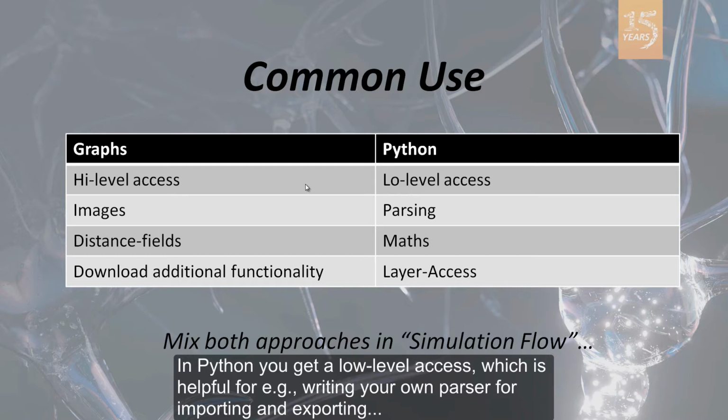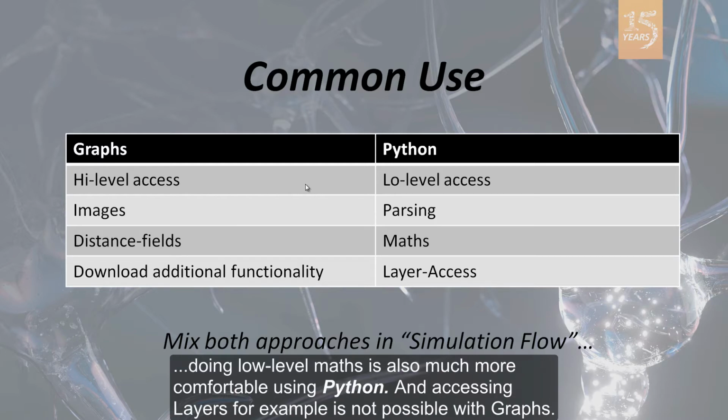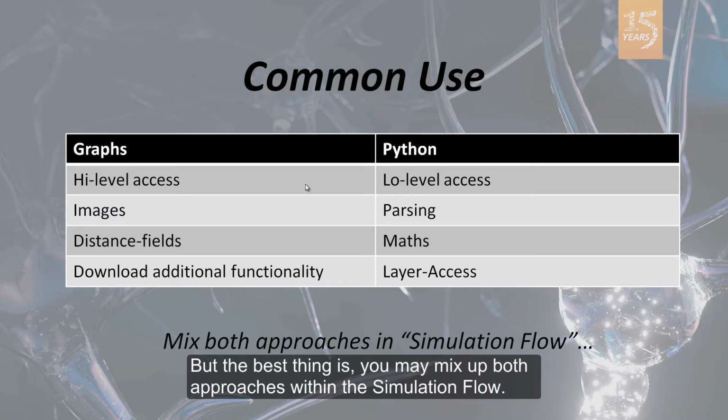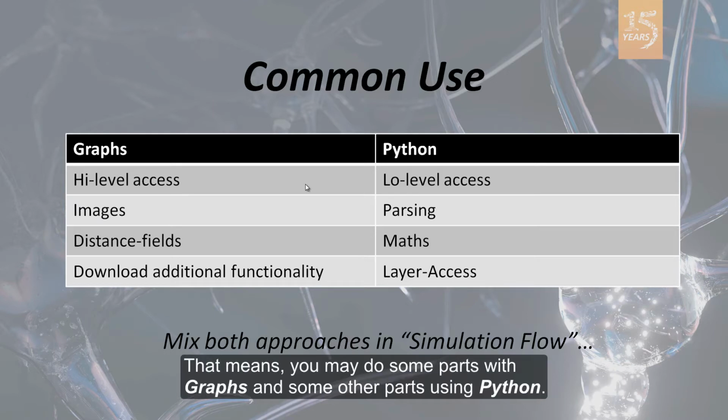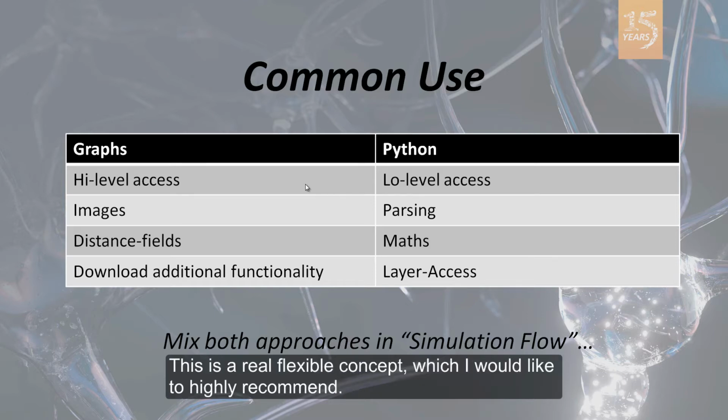Python is well made for parsing, and writing your own exporter and importer functions. Doing low-level math is also much more comfortable using Python. And accessing layers, for example, is at the moment not possible within graph nodes. But the best thing, I think, is you can mix both approaches within the simulation flow, which means you can do some tasks using graphs, then write a part in Python, and afterwards do something with RealFlow data types within graphs.